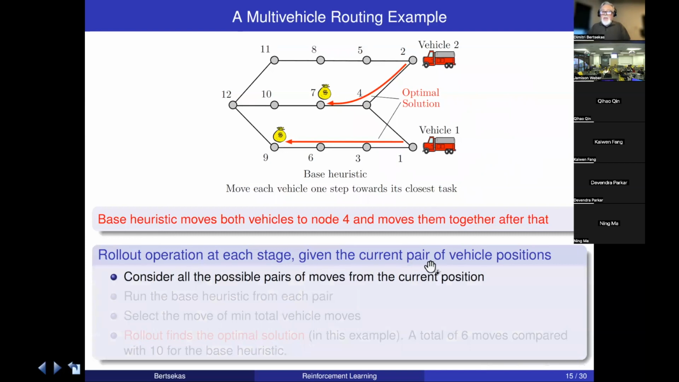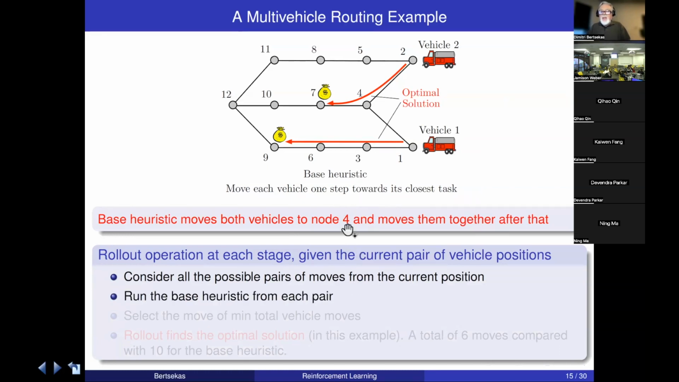So at each stage, given the current pair of vehicle positions, consider all the possible pairs of moves from the current position. Now there are 4 pairs in this case here. 1 moves here, 2 moves here. 1 moves here and 2 moves here. 1 moves here and 2 moves here. And 1 moves here and 2 moves here. There are 4 pairs. Now for each one of these pairs, we run the base heuristic.